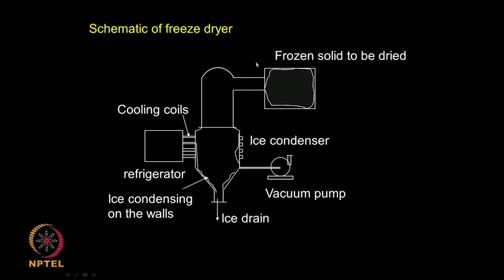So, typical setup. What you have here is a frozen solid to be dried. Then below the triple point it becomes vapor, and then it is condensed as ice here, which is then drained. So, you are applying a vacuum here. Okay, this is how it is set up. So, it is generally a batch process.